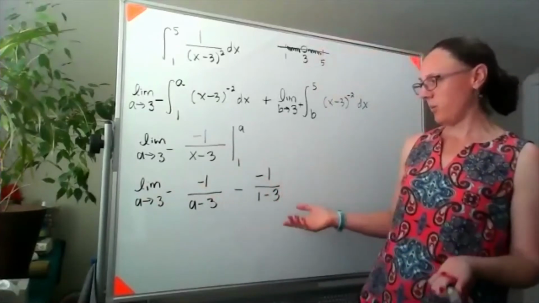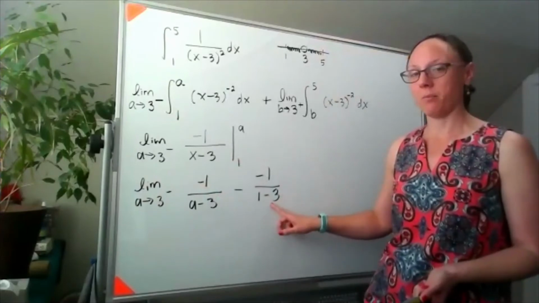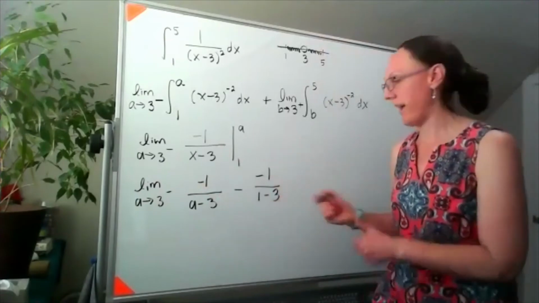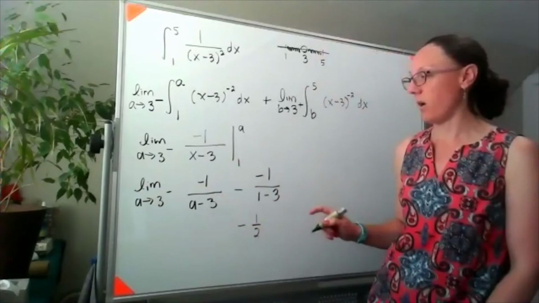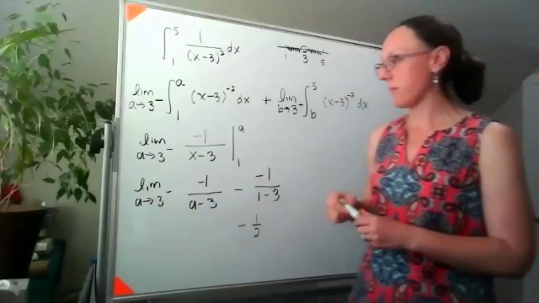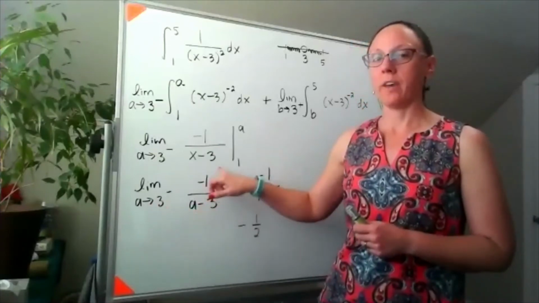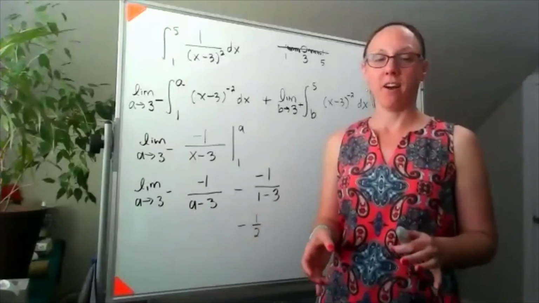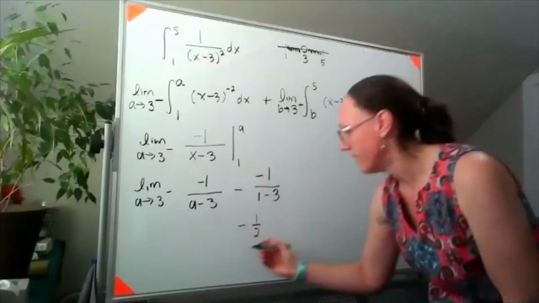This piece, we can evaluate, it's going to be a number. 1 minus 3, I've got negative 2 on the bottom. So negative 1 over negative 2, it's a positive 1/2. So that's overall minus a 1/2. Now when we take a look at this limit, if I plug in 3 in for a, we get negative 1 over 0. Negative 1 over 0 is undefined. At this point, we already know that the limit diverges.